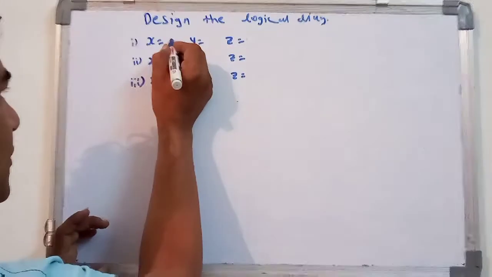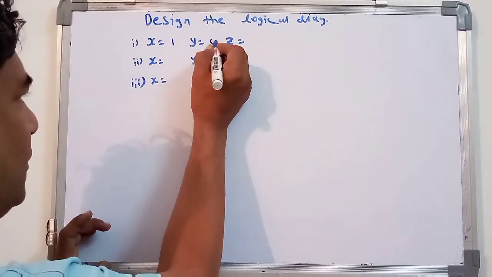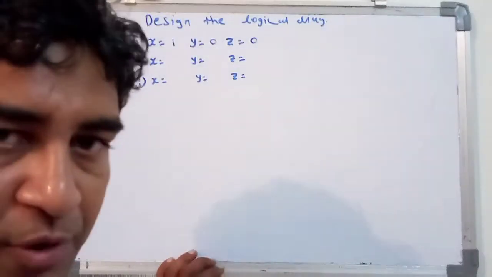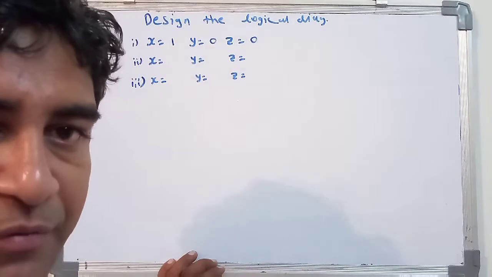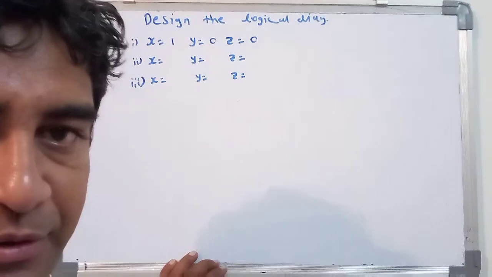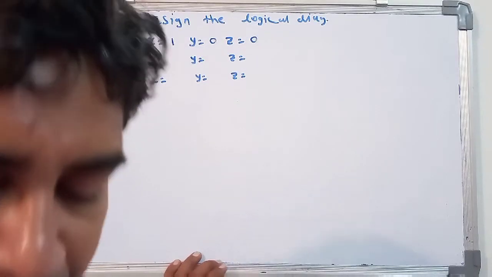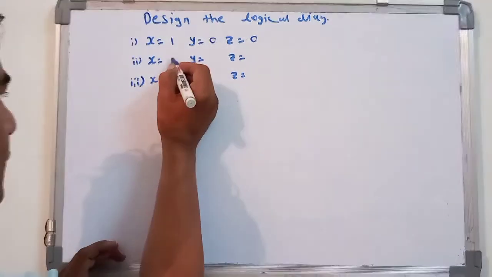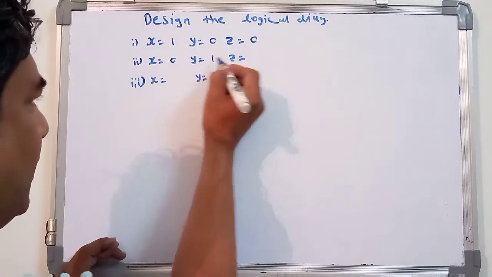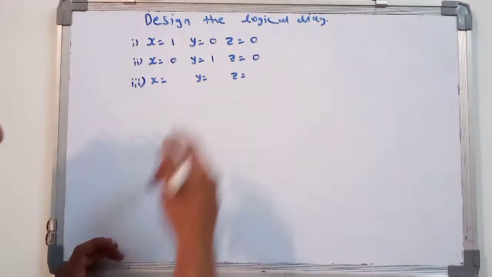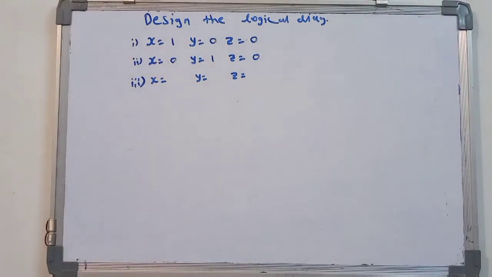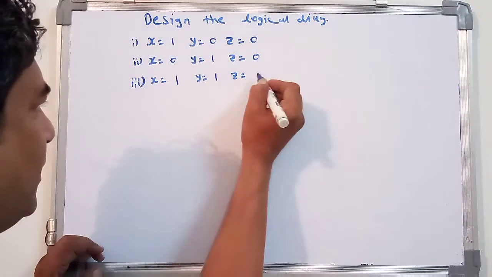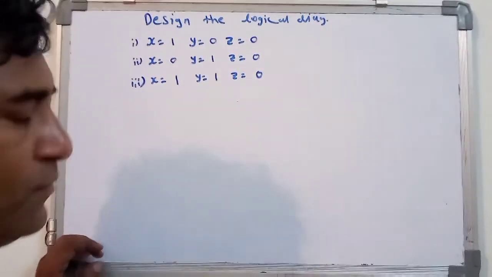Suppose you have x is equal to 1, y is equal to 0 and z is equal to 0. The problem is the same, only the values of x, y and z I am going to change. Then the second value is x equal to 0, y equal to 1 and z equal to 0. Then the third value is x equal to 1, y equal to 1 and z equal to 0.